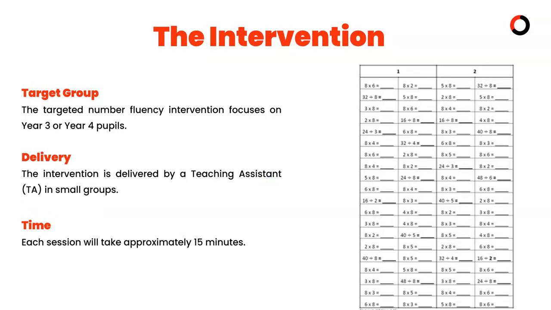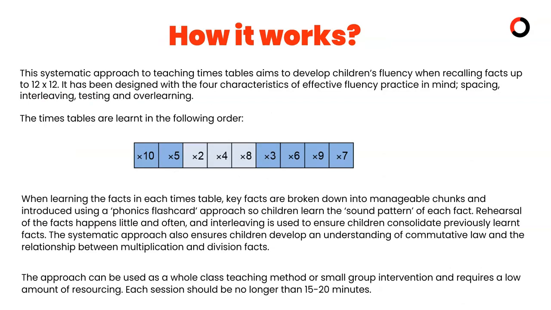So moving on to the intervention. It's a targeted number fluency intervention which focuses on Year 3 and Year 4 pupils. It's delivered by a teaching assistant in small groups, and each session will take approximately 15 minutes. How it works, just another quick recap. It's a systematic approach to teaching times tables, where it aims to develop children's fluency when recalling facts up to 12 times 12. It is designed with the 4 characteristics of effective fluency practice in mind: spacing, interleaving, testing, and overlearning. The times tables are learnt in the following order.